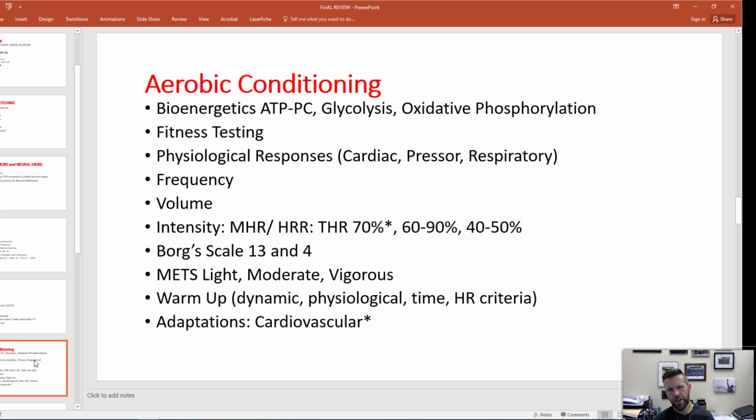And again, what is that 14-point scale? Well, it does go from 6 to 20. On a 10-point scale, it's 0 to 10. And so you just really want to keep up with what are those terms and what do they mean.